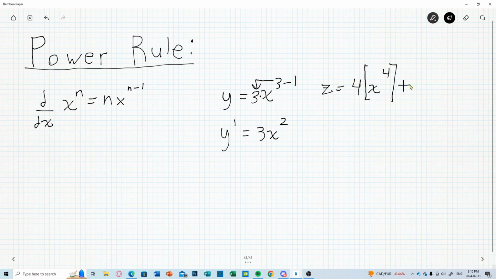But let's say we add 4 to the end. When we have the derivative, the plus 4 will be turned into 0, so it'll go away. And what we'll do is we'll bring the 4 down, so this will become 4 multiplied by 4 multiplied by x. We subtract 1 from the exponent, and that'll be 3. So our z prime will equal 16x cubed, and our 4 will go away.